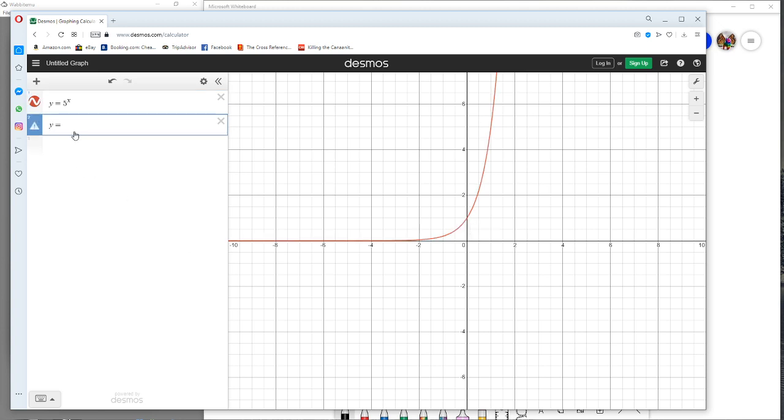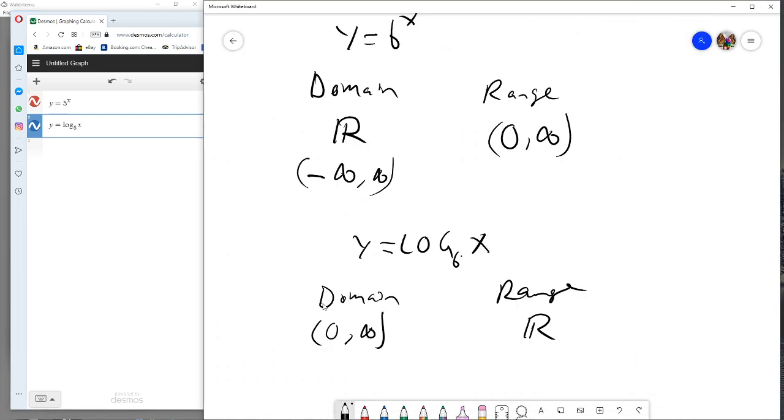We have y equals log base 5 of x, on the other hand. We can see that our asymptote is now a vertical asymptote at x equals 0. And we have this point (1, 0) that all functions like this, log base some positive value other than 1 of x, share. So there we are. Here are our two graphs. Here's our domain and range.